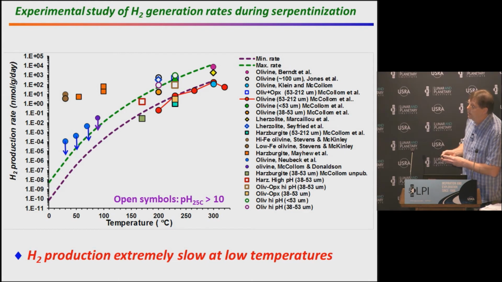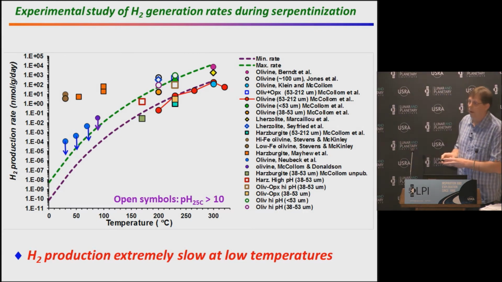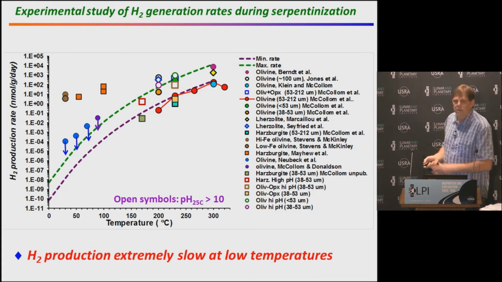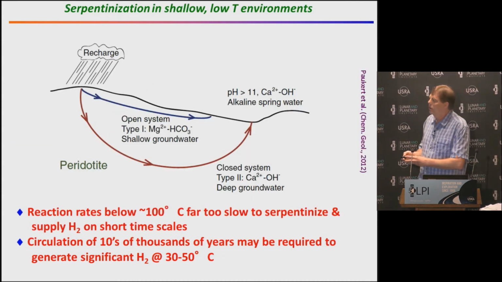And these experiments down here, I've got arrows on these because these are all low-temperature experiments where the hydrogen generation was so slow that you really can't detect it from background. So these are all maximum values, and they're probably actually down here. But the point is that the hydrogen generation really drops off with temperature. So hydrogen generation is really slow once you get down to temperatures below about 100 degrees.